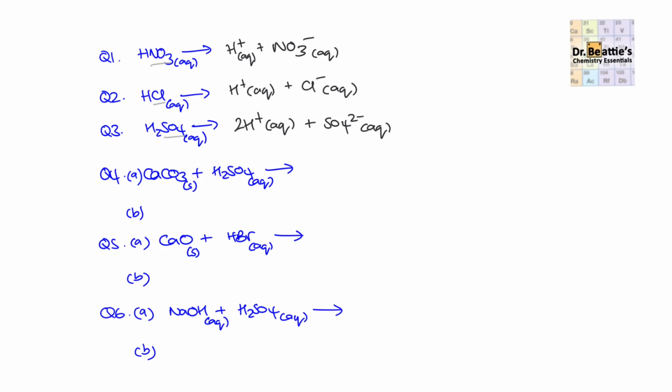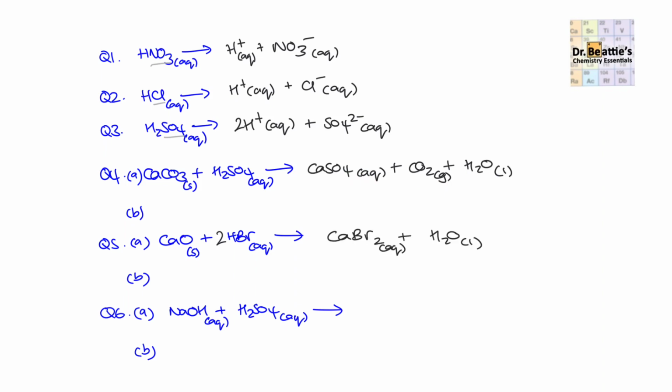For questions 4, 5 and 6, I'm going to just do first the A parts. So here we have a metal carbonate reacting with an acid. So we're going to form calcium sulfate as our salt. That's obviously aqueous because it dissolves in the water. Carbon dioxide as a gas, and then water as our liquid.